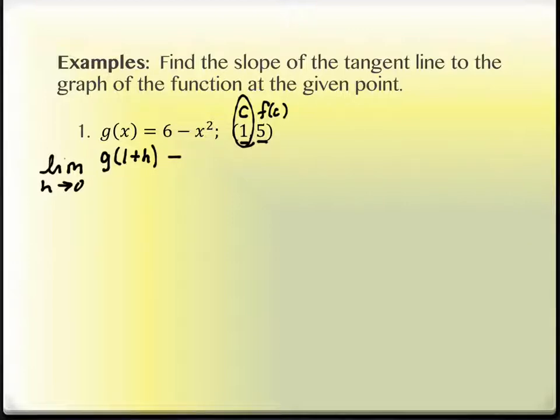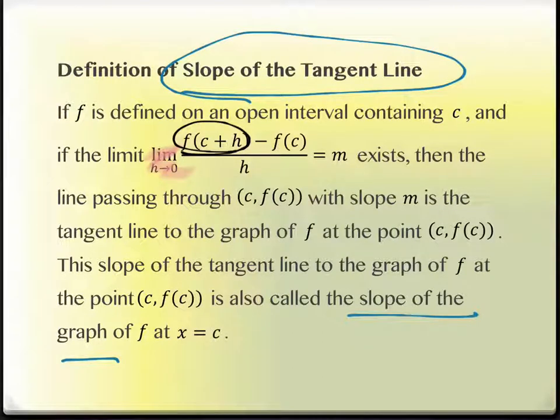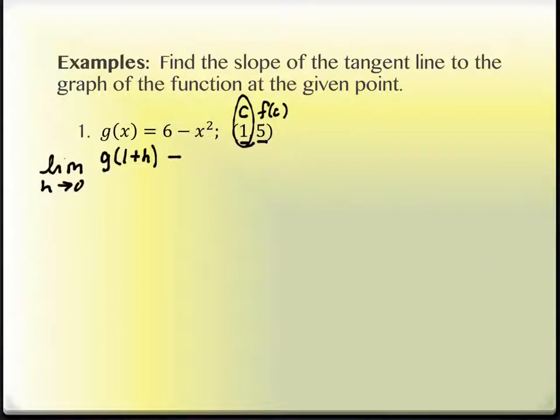The next thing it says that I'm supposed to do is subtract f of c. And again, my f has the name g. I don't care what letter you use. Use f, use g. That doesn't matter. But my c value here is 1. So I'm going to subtract off g of 1. Okay. And then I'm going to divide by h.